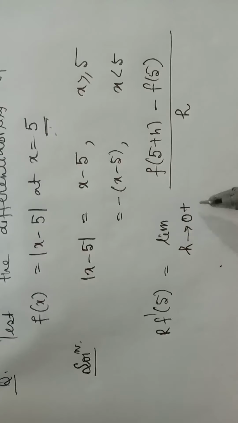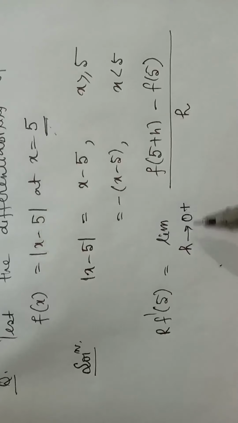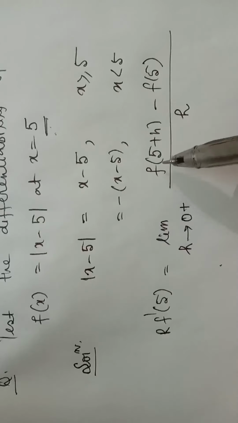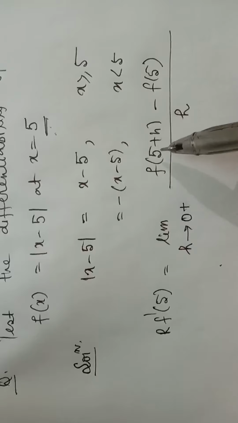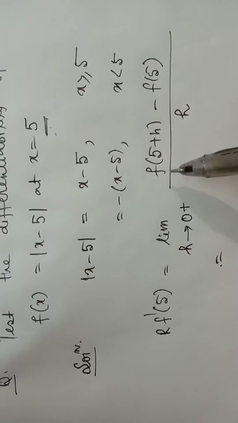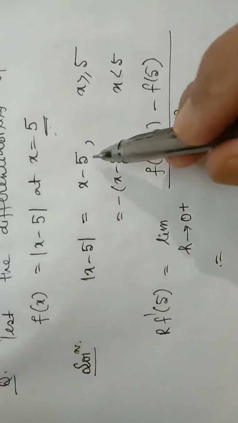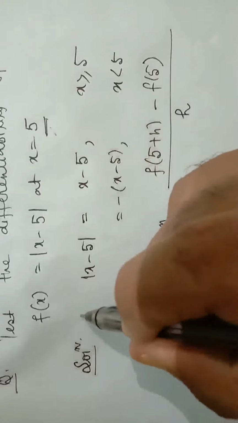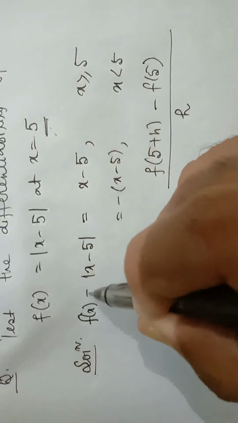Now you can see h tends to 0 plus means h is more than 0, so h is positive. So 5 plus a positive number means 5 plus h is greater than 5. So to find f of 5 plus h, you have to put it here. This is actually our given function, so you have to write f x equal to this.